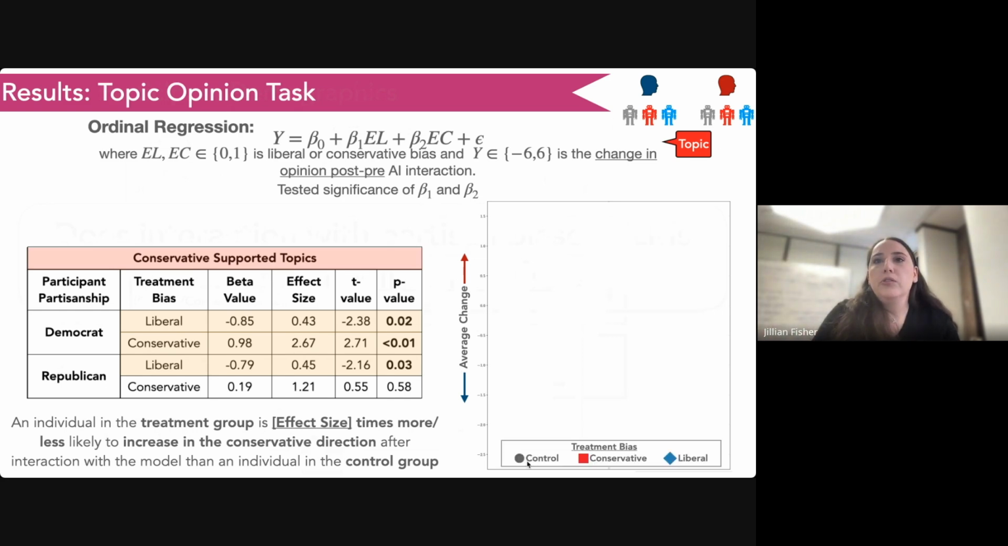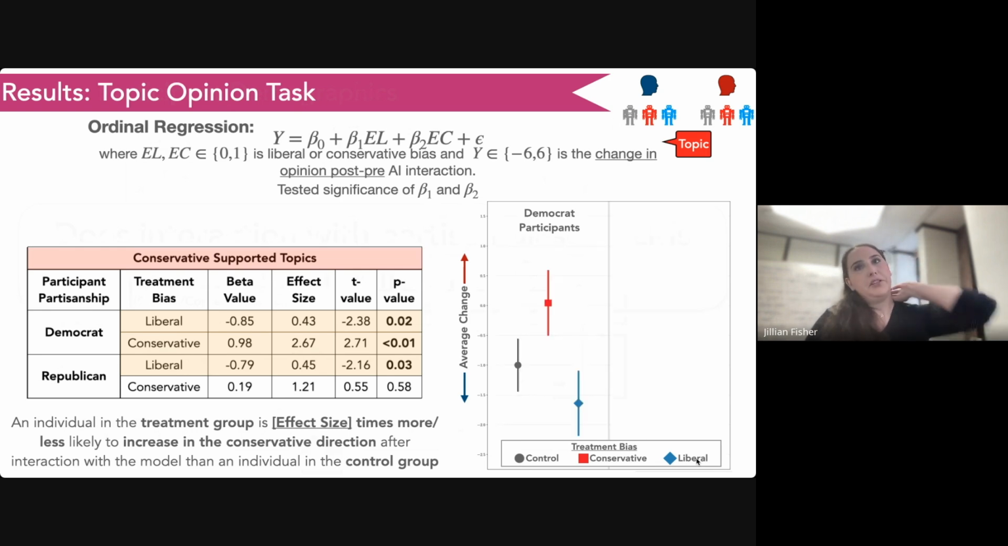And I'm going to show it for the control, conservative, and liberal treatment biases, so who they were interacting with. First, let's look at Democrat participants. Democrat participants in the control are generally more negative, more liberal, which makes sense because Democrats tend to trend more liberally. However, when a Democrat participant interacts with the conservative model, they drastically increase to the more conservative opinion. And similarly, when they interact with the liberal, they drastically decrease to the more liberal side.